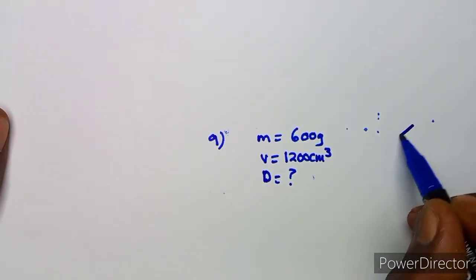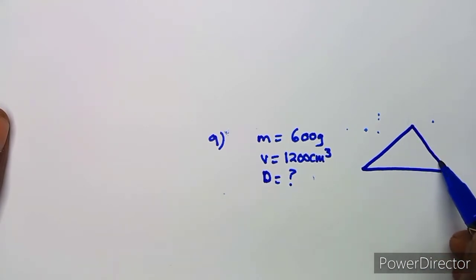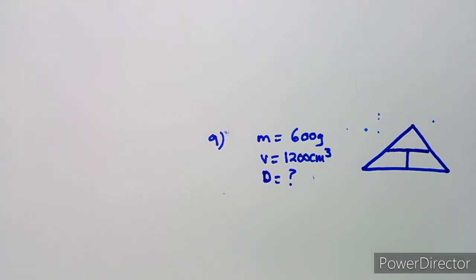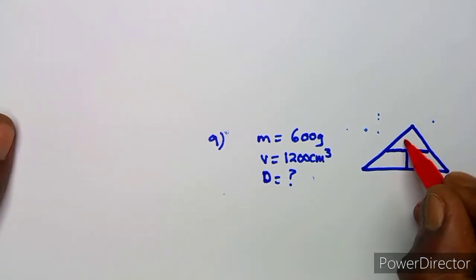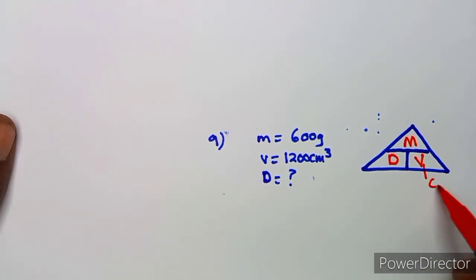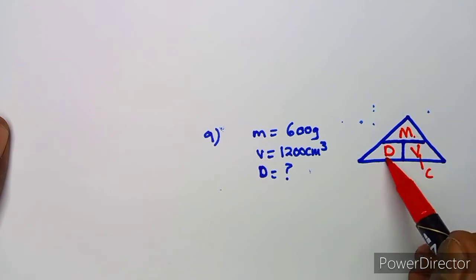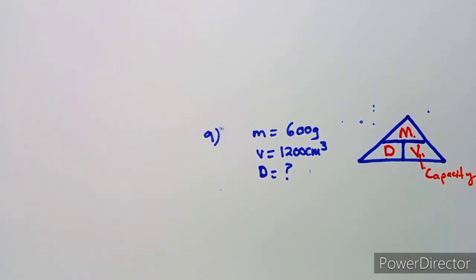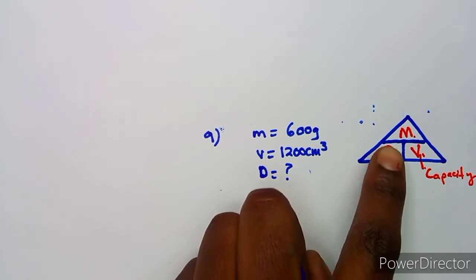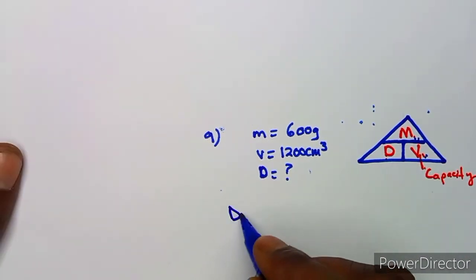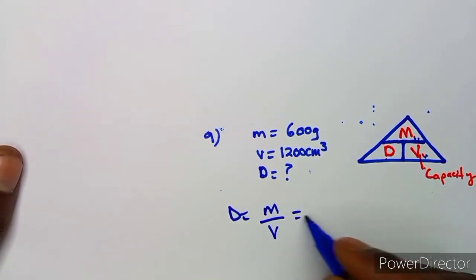Or if you've forgotten your formulas, this is what you want to do. In a simpler way, you can use this triangle which states M, D, V, like this. Remember, volume is the same as capacity, so it's mass, density, volume. All right, so I want to calculate density, so I'm just going to close the density, which is mass over volume. So density is equivalent to mass over the volume.